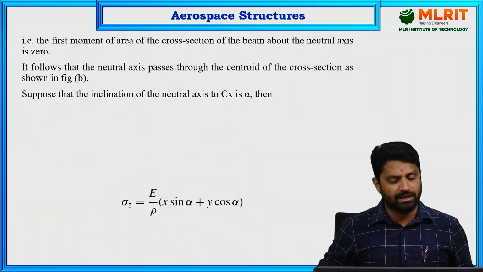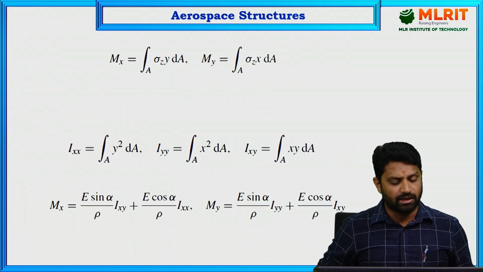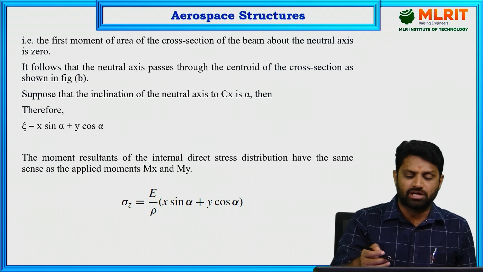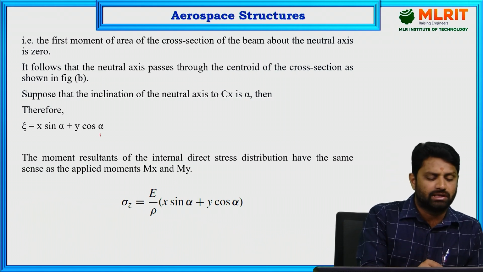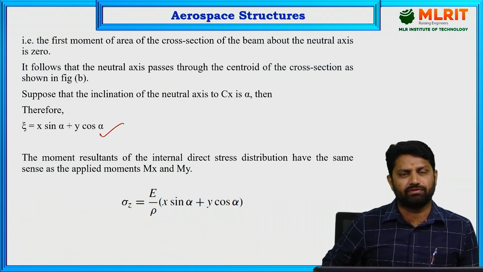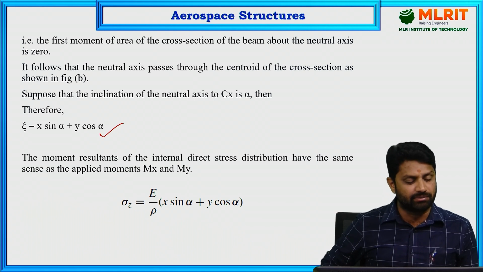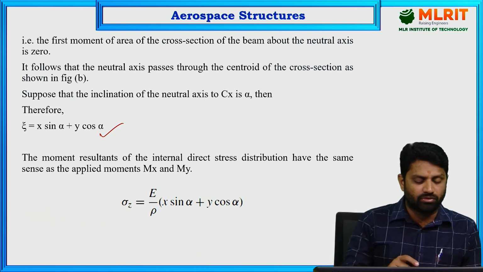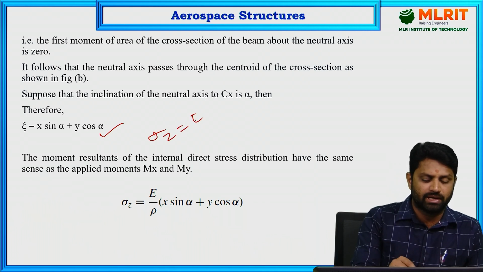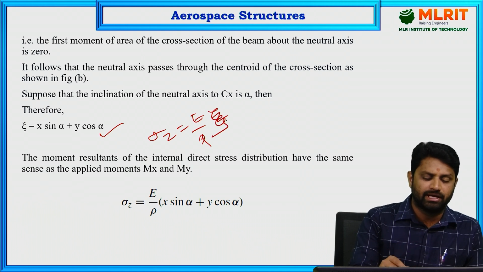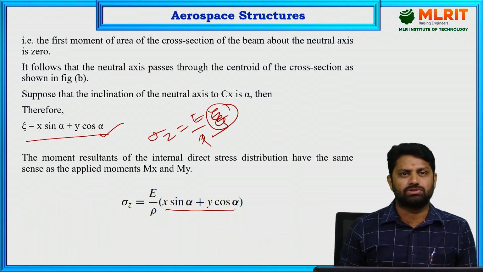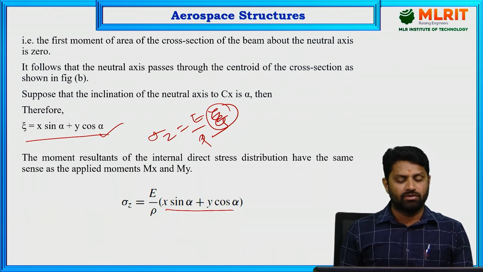Now from the diagram we need to evaluate what zeta is. From the geometry of the diagram, you can easily write that zeta is x sin alpha plus y cos alpha. Then you can substitute for sigma z, which is E by rho into zeta. In place of zeta, you substitute x sin alpha plus y cos alpha. So sigma z equals E by rho into (x sin alpha plus y cos alpha).